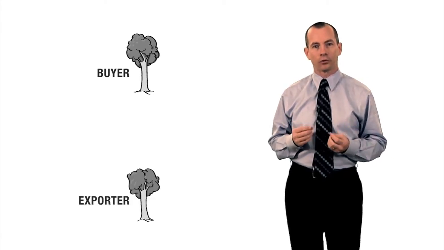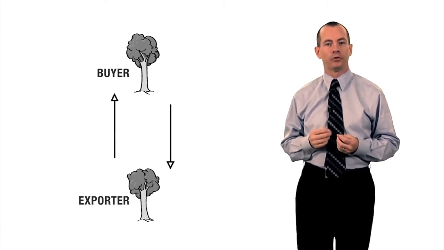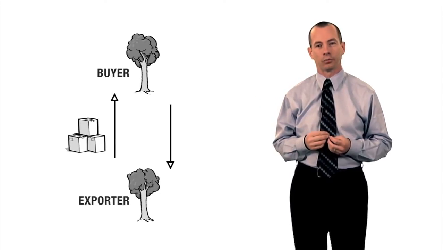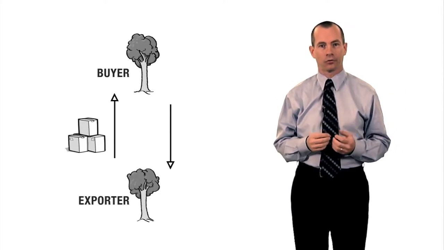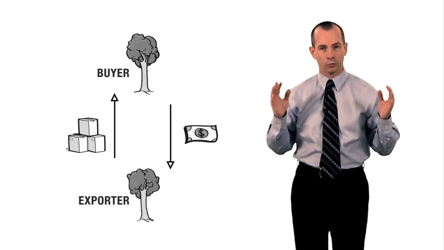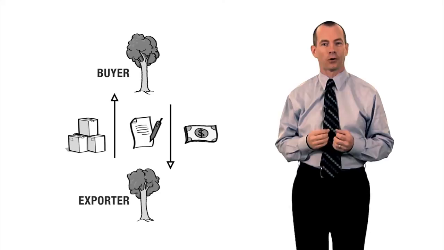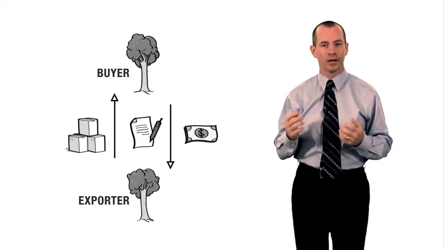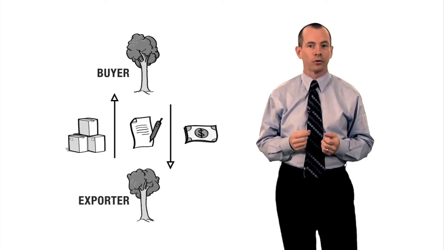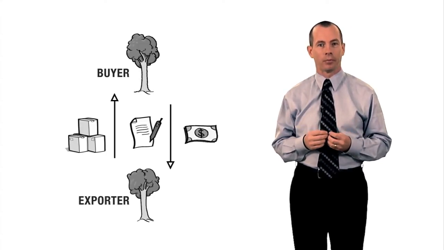If you look a bit closer, you notice two parallel paths between the two trees. On one path travel the goods and services sold by the exporter to the buyer, and on the other path travels the payment for the goods and services purchased by the buyer. Between the two paths is a written sign that describes a transaction between the two parties, and this is called the contract.